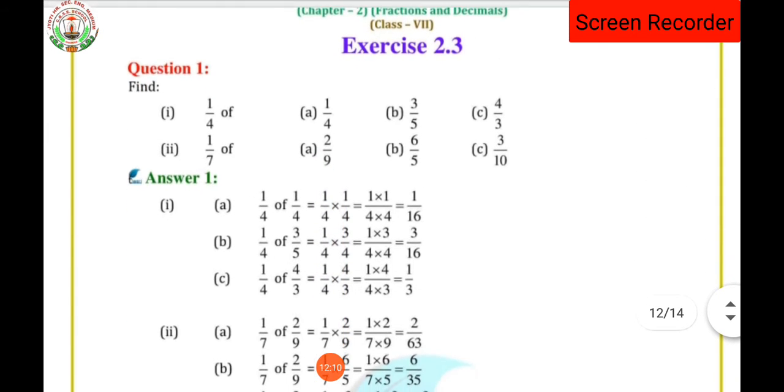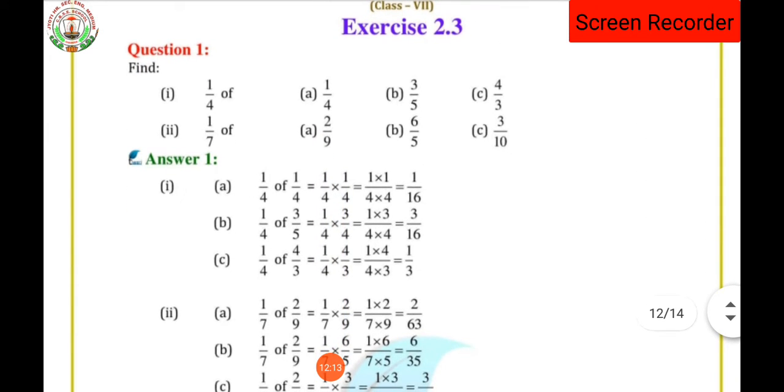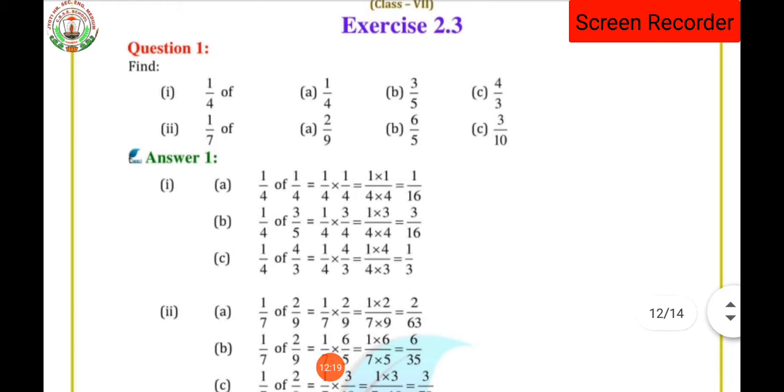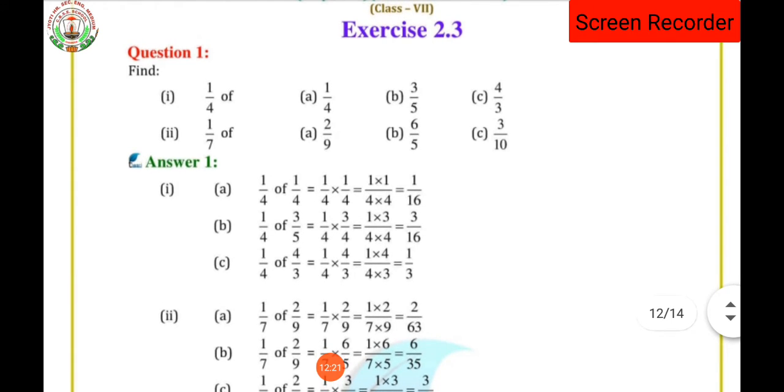So here we had completed exercise 2.2. Now we are going to see the exercise 2.3. First question. So here again a simple multiplication is there, student. That is 1 or 2 questions I will tell you, the rest you have to do on your own.